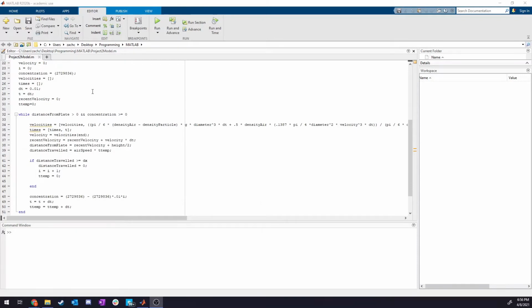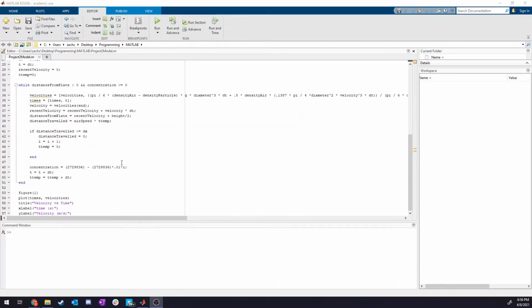Following those initial values, we have a while loop. And this while loop runs while the particle is above the plate and the concentration is above zero. The concentration above zero condition was added because we found during testing that sometimes if incorrect values were inputted, the concentration would be going negative, and this is due to how we solved for the concentration changing.